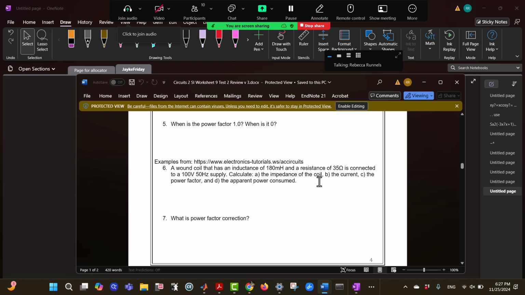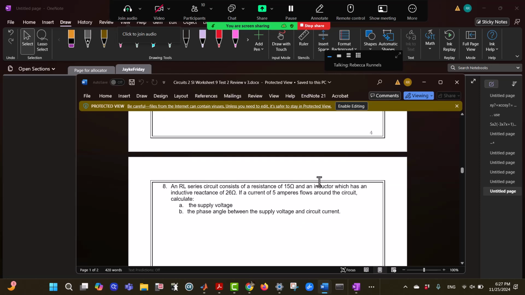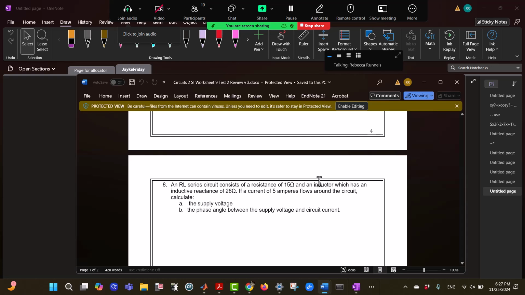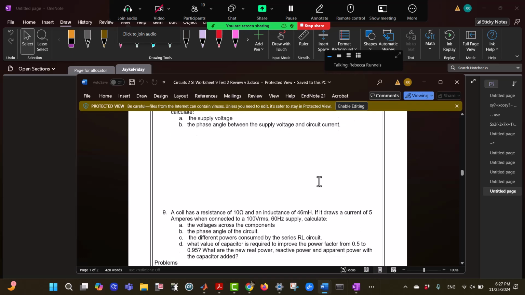Okay, so the answer to number 6, we did 6, yeah, we did 6. So the answer to number 8, the supply voltage is 150 volts. And the phase angle is 60 degrees, the angle between the voltage and the current. That's what phi is, and the power factor is 0.5.